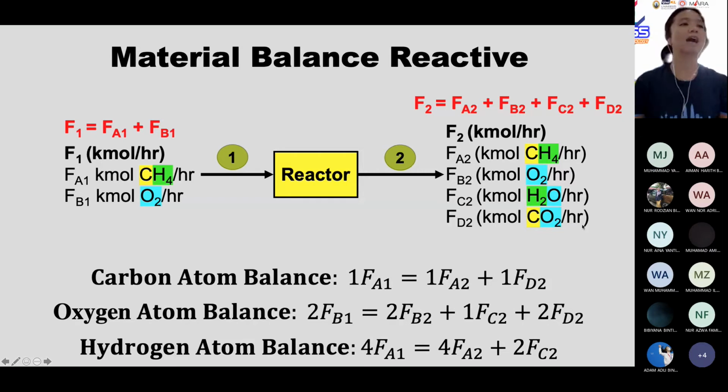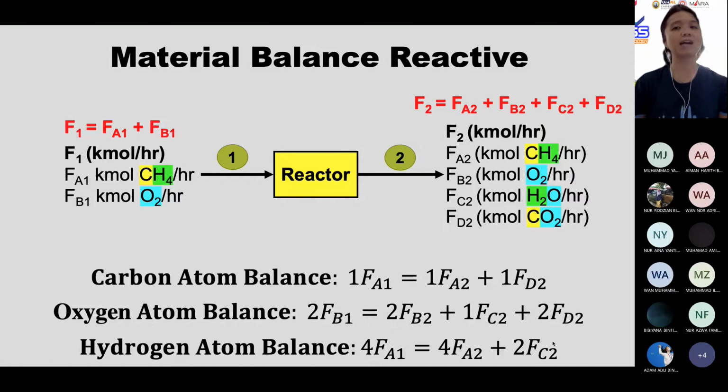Outlet, hydrogen comes from methane, comes from water. In one molecule methane, I have 4 atom of hydrogen again. So 4 Fc2 plus outlet, the next hydrogen comes from water. One molecule water, 2 atom hydrogen, 2 multiply with Fc2. So plus 2 Fc2. So that's how you do atomic balance.